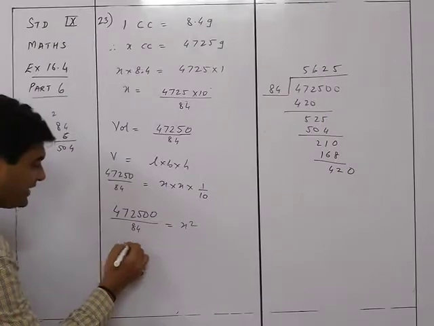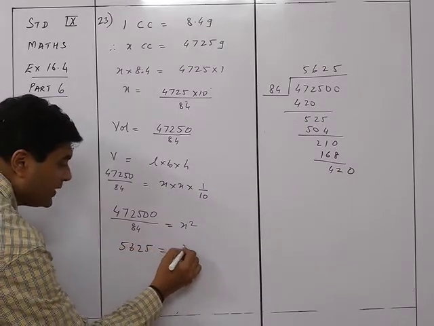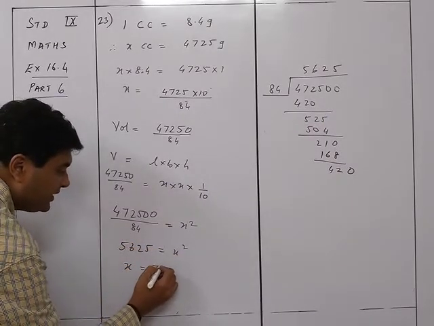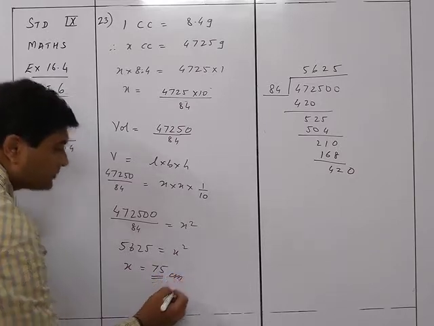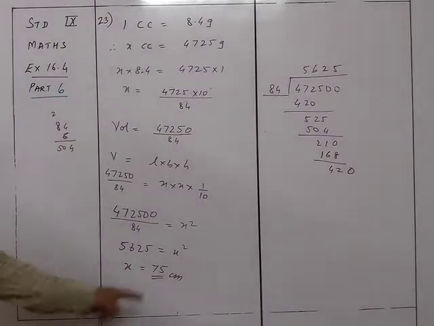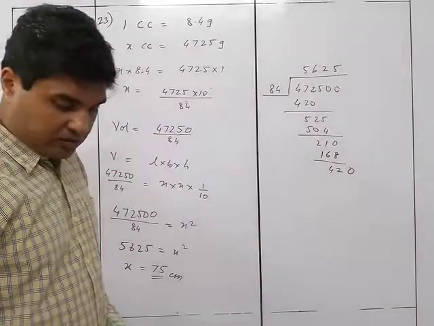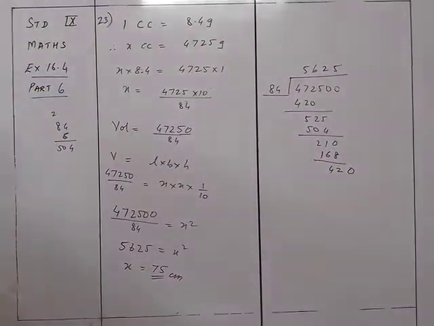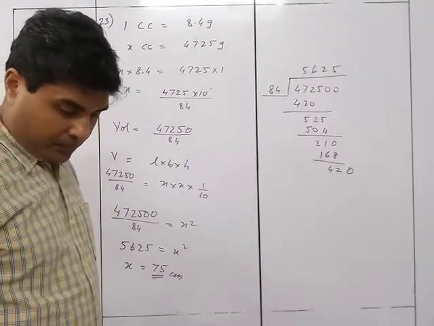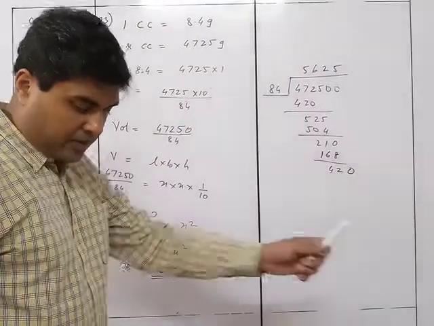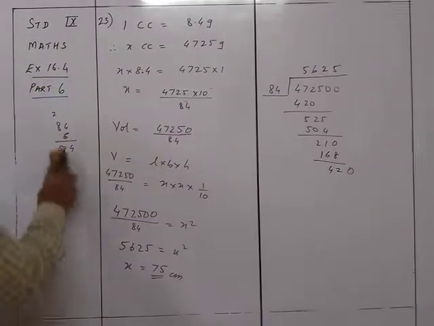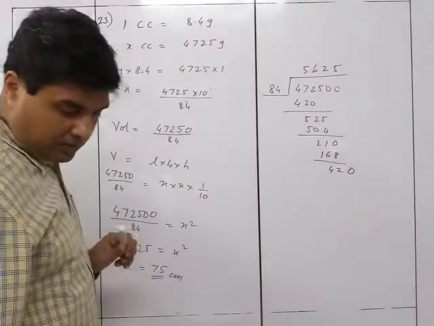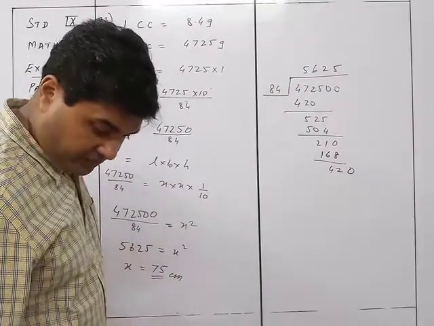So you get over here 5625 is equal to x square. Therefore, x will be equal to 75 centimeter. Okay, so x is 75 centimeter because 75 square is 5625. Good. So that was sum number 23. Now we move on to sum number 25.